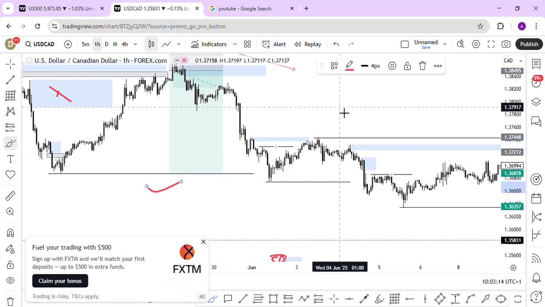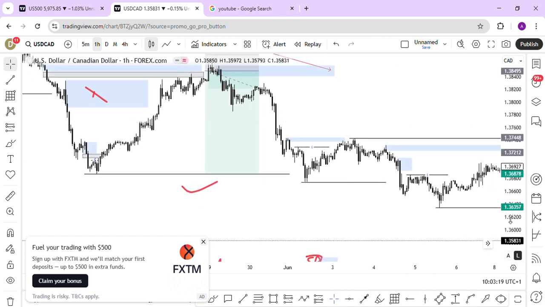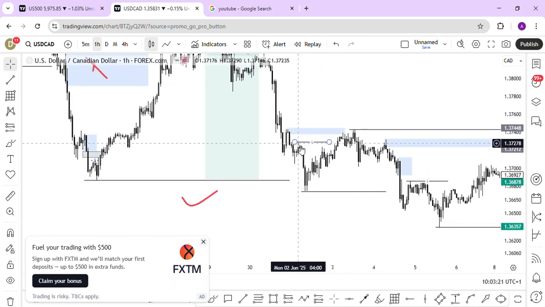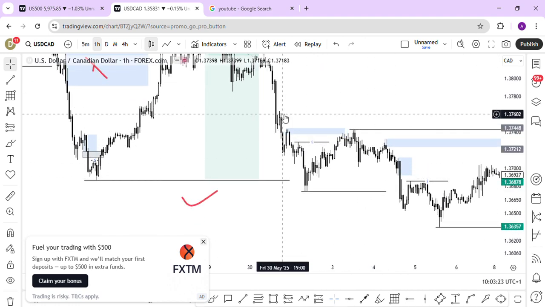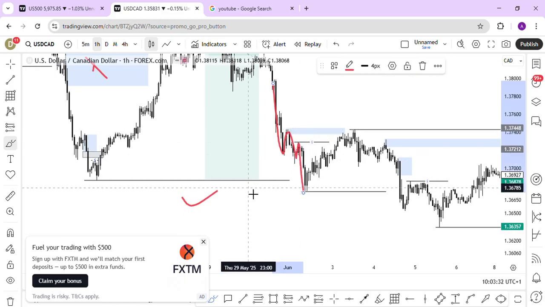Now, what are we going to look at? Look at this. After we have break of structure, market did what? Market gave us this last pullback. This place is the last pullback. If I trace it, you will see that we have this, and we have this. Break of structure confirmed.